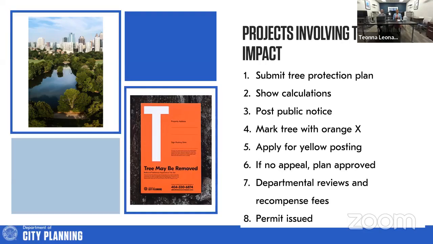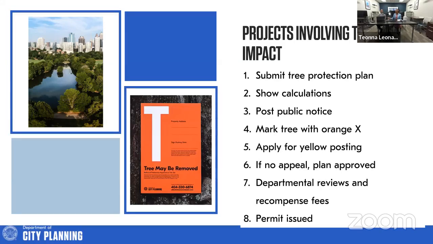So first and foremost, let's just say you're building a new house and the land has trees, healthy trees that need to be removed, you're going to have to submit a tree protection plan for the healthy trees that are not being removed. You will have to show calculations. You'll have to go through public notice. Again, that's the posting periods. You have to mark the trees to be removed with an orange X. And I don't know the periods for orange and yellow off the top of my head.